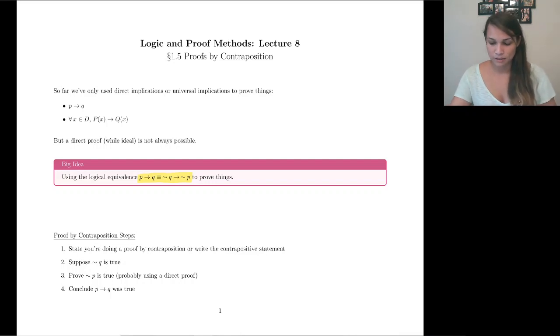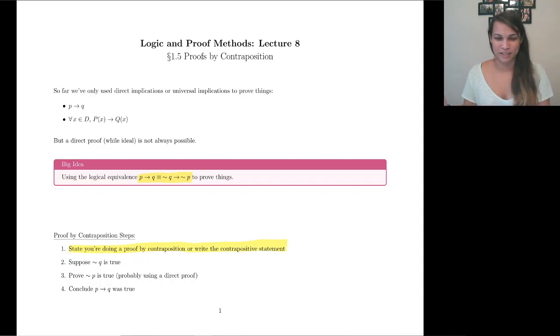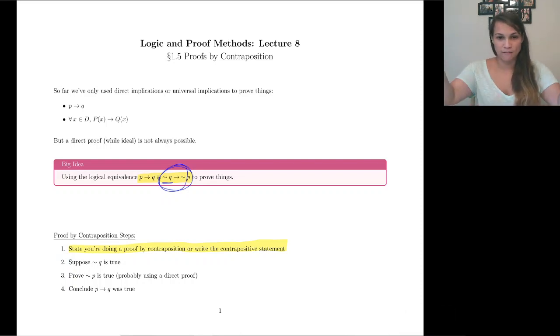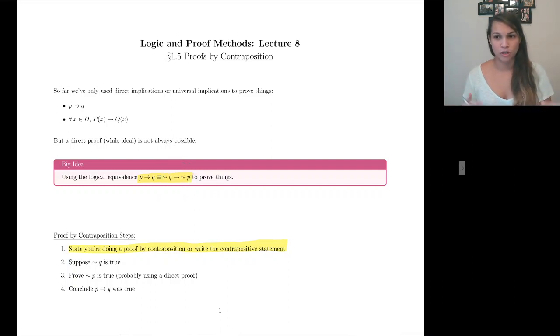So if I were to give you steps, first step, state that you're doing a proof by contraposition. That way I know what's going on. And then since we're doing contraposition, now we're going to have this statement to prove. So you would say, suppose not Q is true, which is step 2. And then using basically a direct proof, you're going to get from not Q to not P, and then you will be able to conclude that P implies Q was true, because it is logically equivalent to the contrapositive, which you just proved is true.